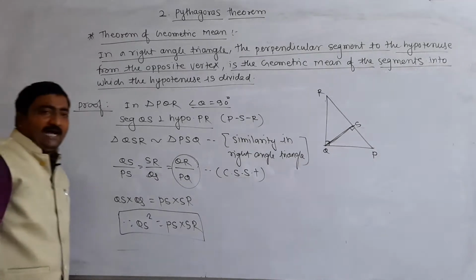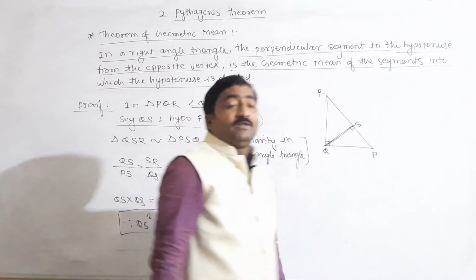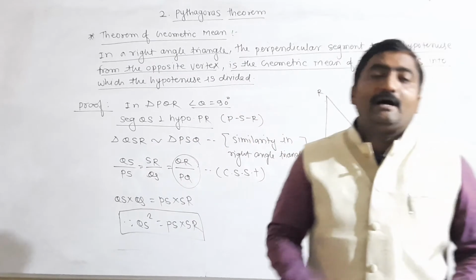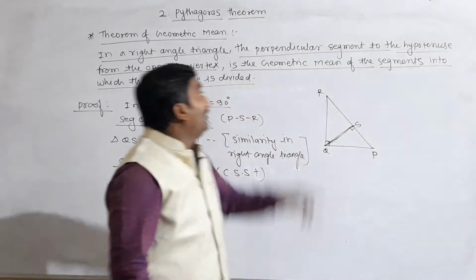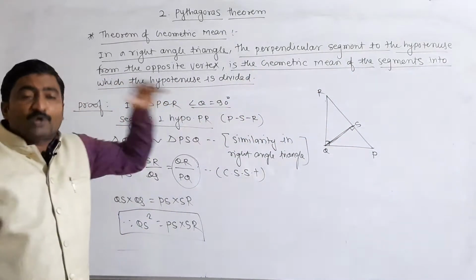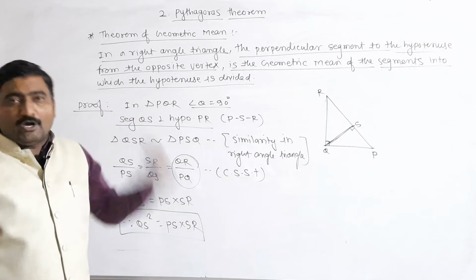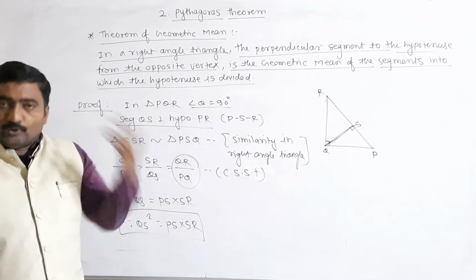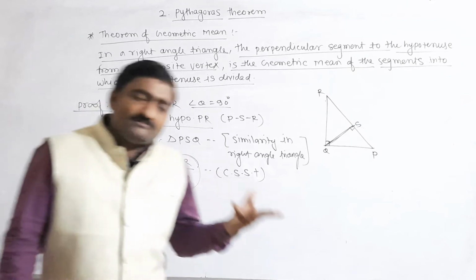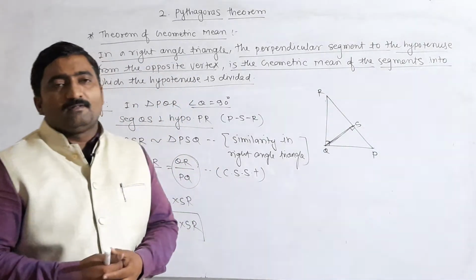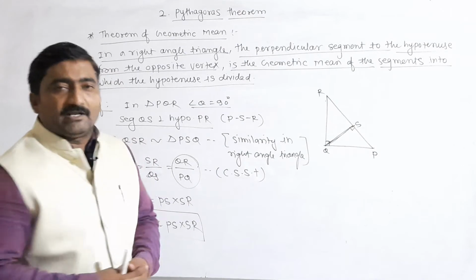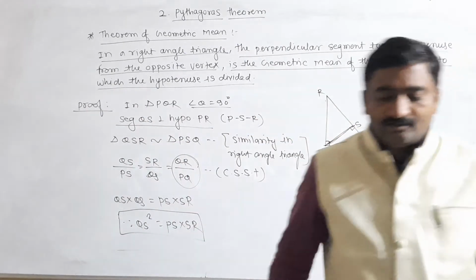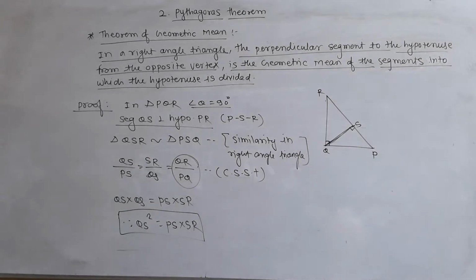So remember that in a right angle triangle, the perpendicular segment to the hypotenuse from the opposite vertex is the geometric mean of the segments into which the hypotenuse is divided. So it is about the property of geometric mean. Next we have to study Pythagoras theorem and its proof. So which is the Pythagoras theorem?